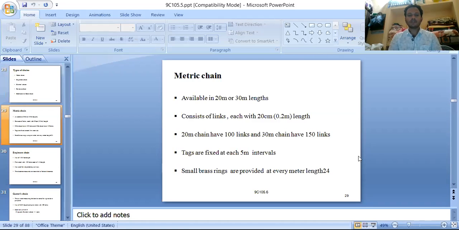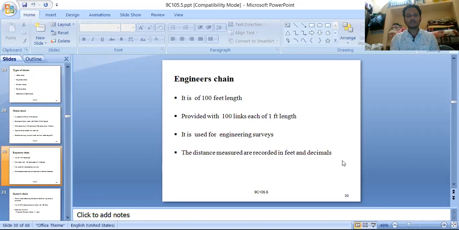Metric chain is available in different lengths like 20 meter or 30 meter. This chain consists of 100 links. Means if the chain is 20 meter, it will have 100 links. If the chain is 30 meter, it will have 150 links, which means that each link length is 20 centimeter. Tags are fixed at 5 meter interval. Small brass rings are provided at every meter length until the end of the chain.